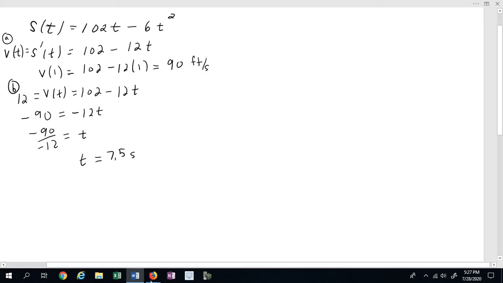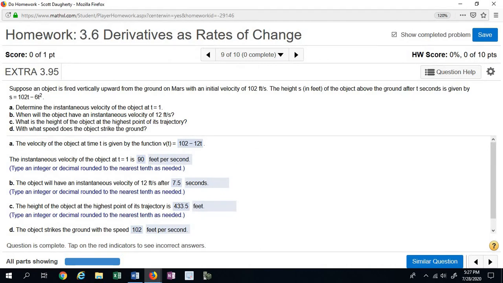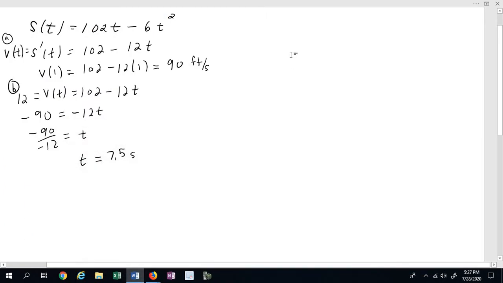Okay, so now part C says, what is the height of the object at the highest point of its trajectory? Okay, so we need to know how high this object goes. What's the highest value it takes on for height? In other words, what is the largest value of s, which is the position of the object?